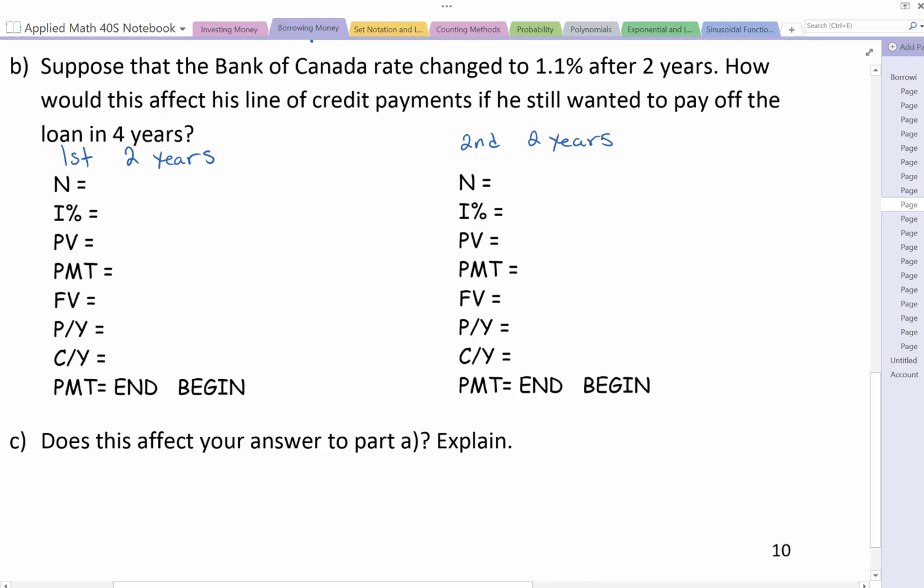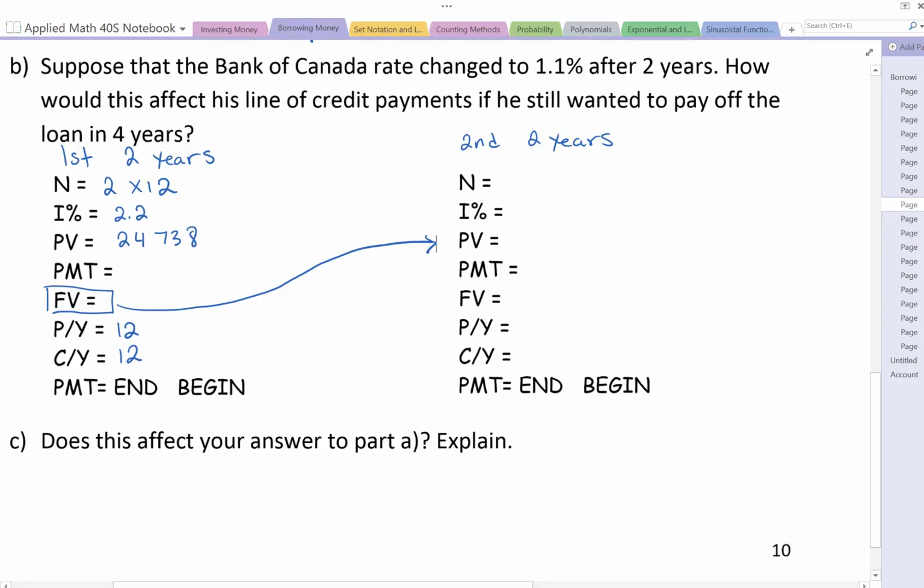So for the first 2 years, we have 2 years of 12 monthly payments at 2.2% with a loan of $24,738, and the compounding is monthly. Now, the future value isn't going to be 0, right? This is actually what we want to figure out because we're going to have some money still owing. And that money still owing is going to become the PV for the second 2 years. So what value do I use for PMT?